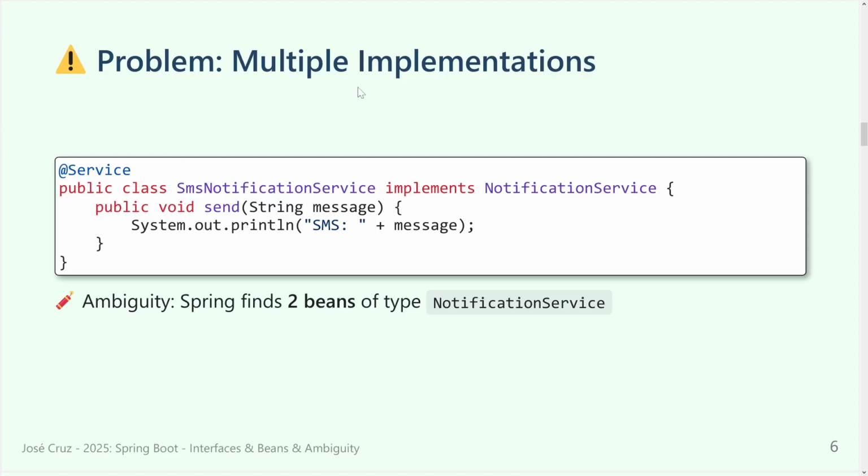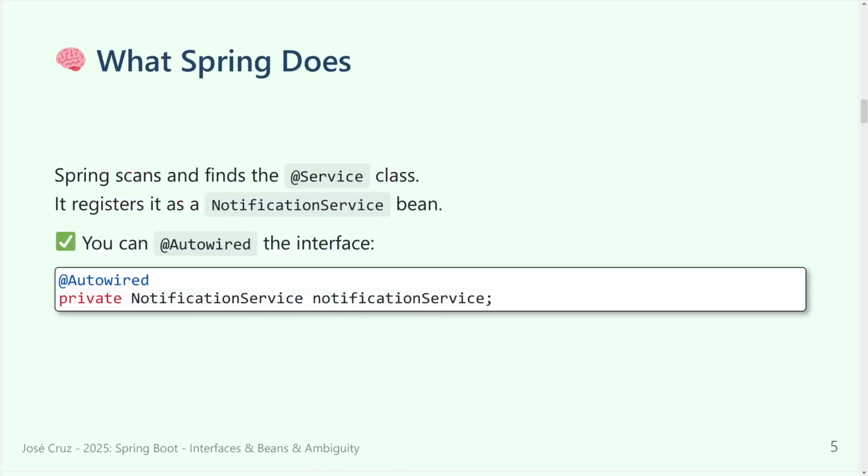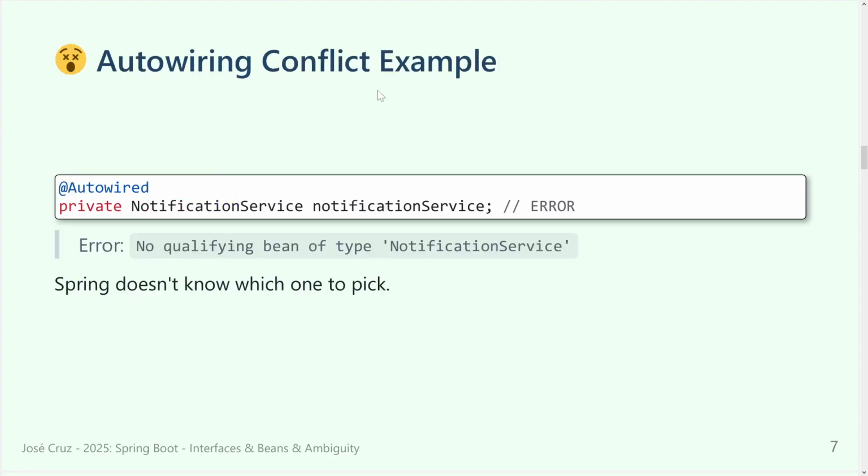So the problem is when we have multiple implementations. Imagine that we had a new one. Now, in addition to email, we have SMS. So there will be an ambiguity, which is a problem because Spring finds two beans of type notification service, so it doesn't know which one it should choose to put here. So there will be an autowiring conflict, and the error will be something like no qualifying bean of type notification.